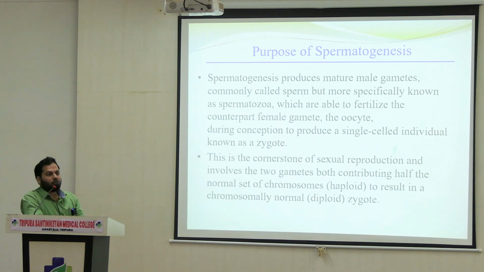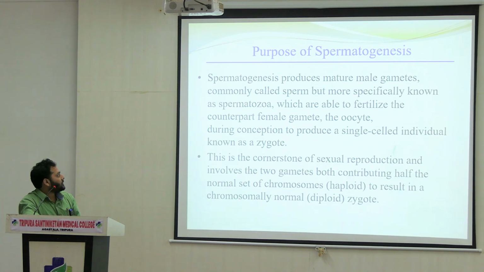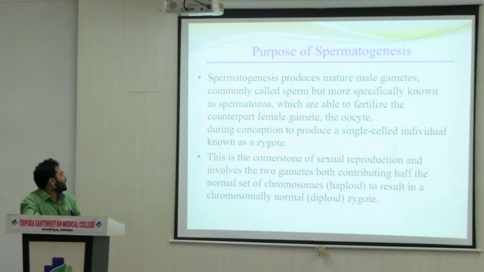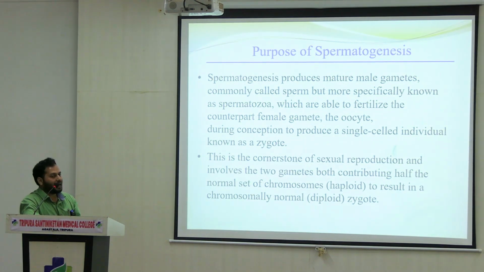Now, you can see what is the most important purpose of spermatogenesis. Spermatogenesis produces mature male gametes, commonly called sperms, but more specifically known as spermatozoa, which are able to fertilize the counterpart female gametes, that is the oocyte.